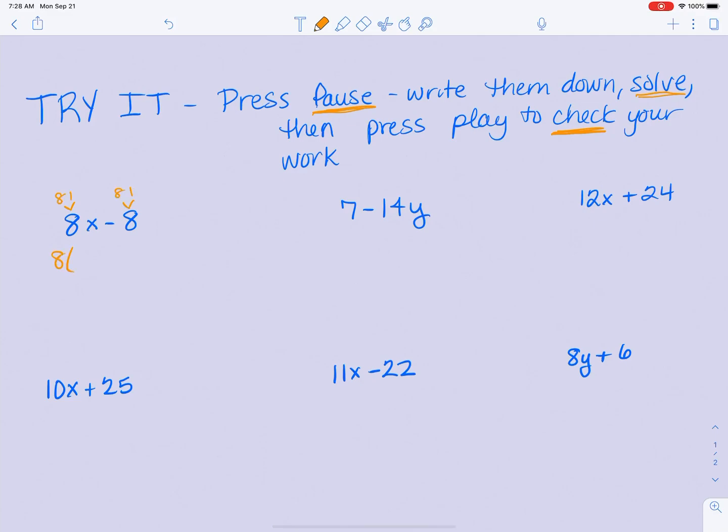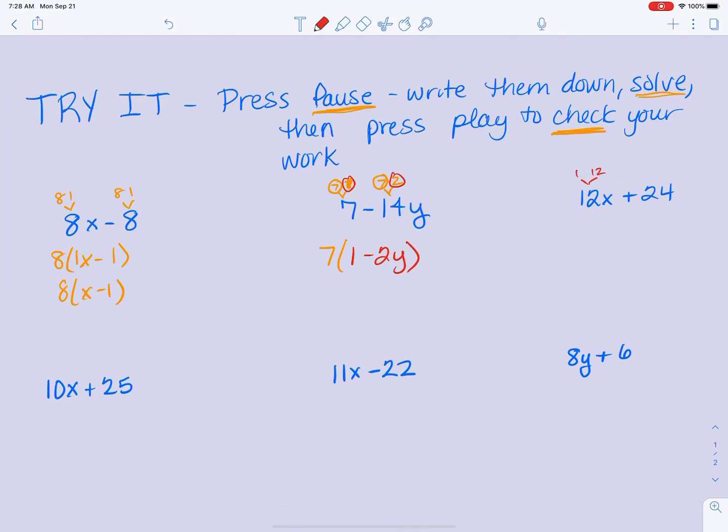Factor out the 8, that's 1x minus 1. That's correct. We can also write it 8 times x minus 1. This one, I see the factor of 7 and 1, 7 times 2. So the factor they have in common is 7. That leaves us with the 1 minus 2y.